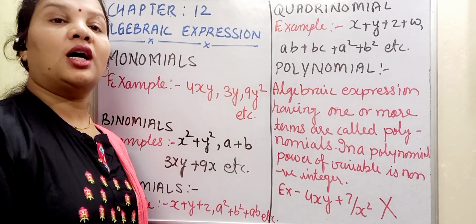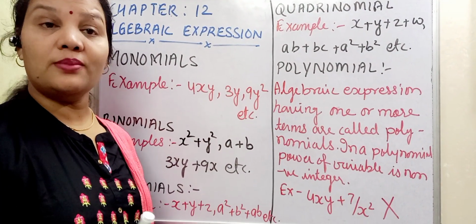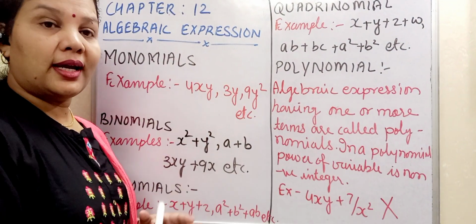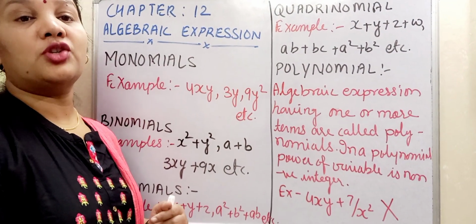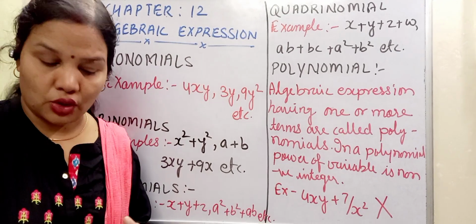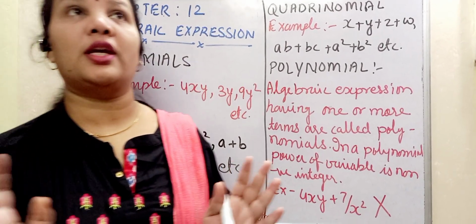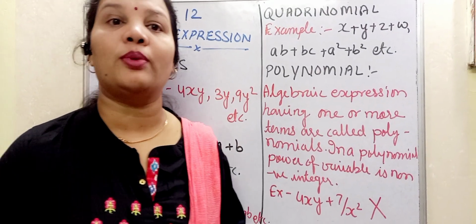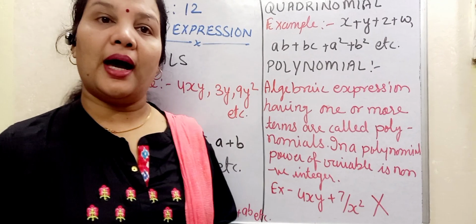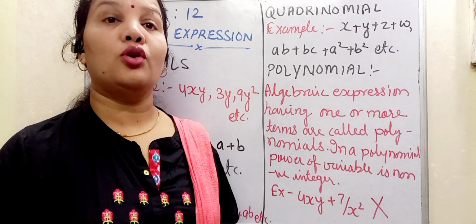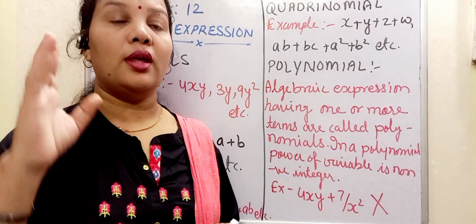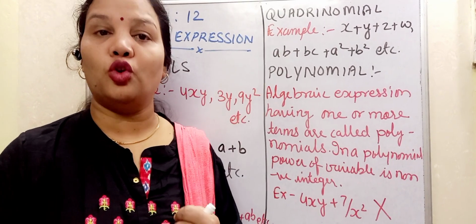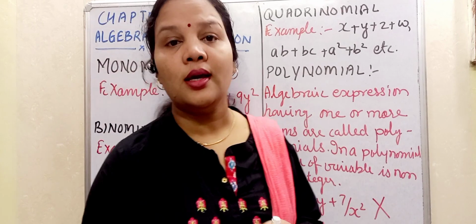If the algebraic expression has four terms, then it is known as a quadrinomial. So now you understand what is monomial, binomial, trinomial and quadrinomial. If you have any confusion, take an example: in a tricycle, how many wheels are there? 3. Bicycle, 2 wheels. Monocycle, 1 wheel. Keep these things in mind and you can find the difference between monomial, binomial, trinomial and quadrinomial.